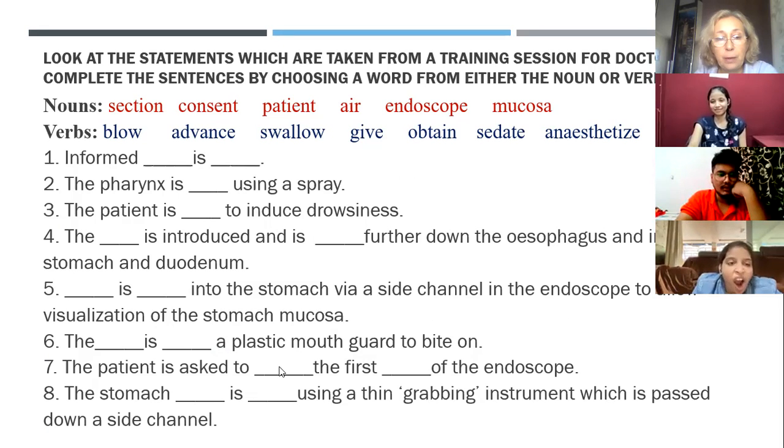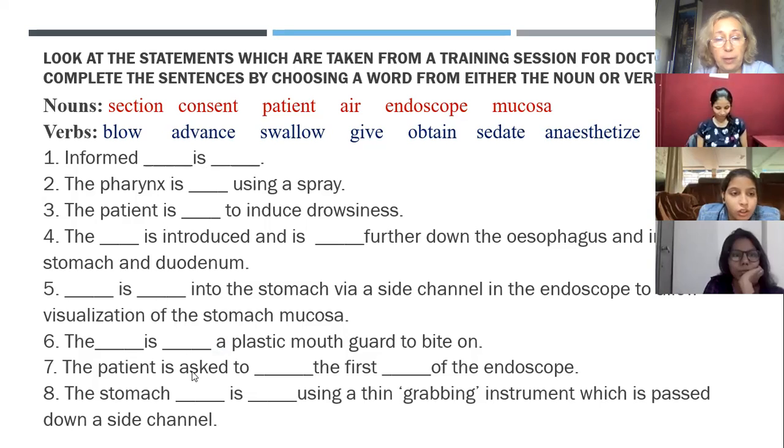So we now understand what this medical device consists of, and we need this because the process of gastroscopy is described here on this slide. There are some sentences. You can see that there are gaps, or two gaps, in each sentence. We need to complete the gaps by choosing a word from either the noun or verb list.